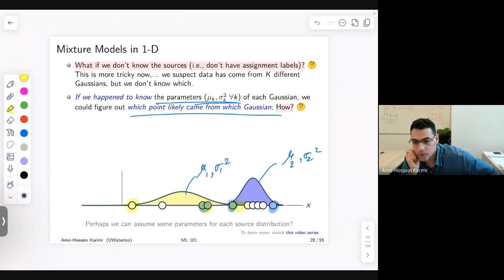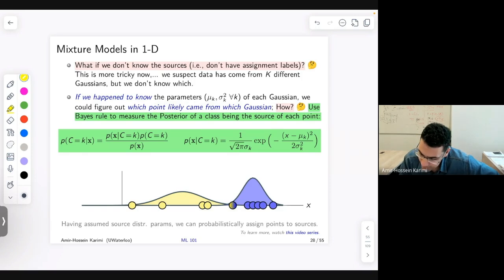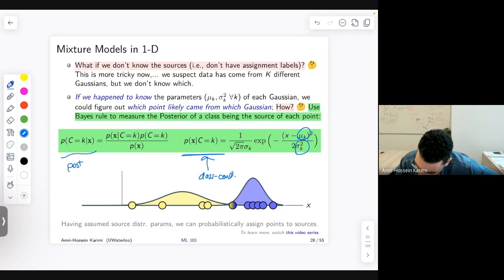How did we determine these values? We said we're going to write down the class conditional of every point x conditioned on the particular choice of sigma and mu that exists. This was called the class conditional, and this was called the posterior.